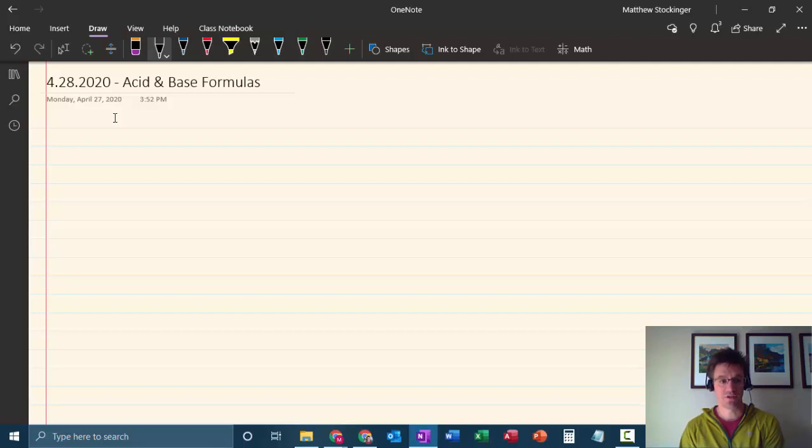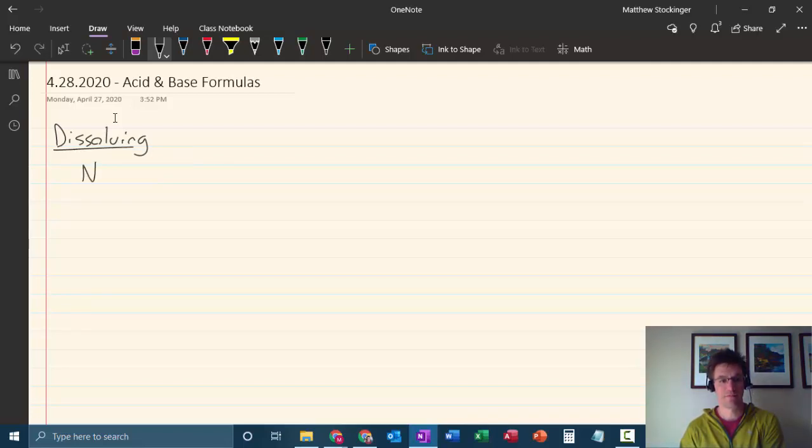So the first thing you need to know is that when you put an ionic compound and dissolve it in water, that causes the cation to break apart from the anion, and then that cation and the anion just float around freely. Dissolving. You should be taking notes on this stuff, by the way.